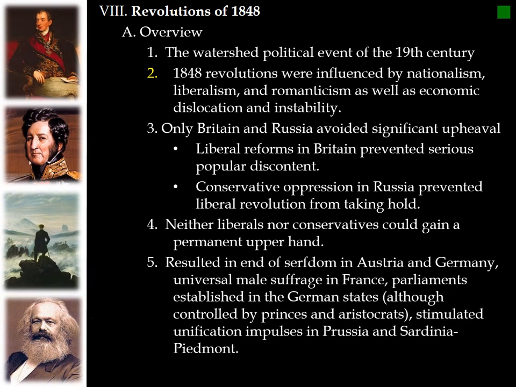This resulted, however, in the end of serfdom in Austria and Germany. Universal male suffrage will begin in France. Parliaments will be established in the German states, although they will be controlled by the princes and the aristocrats rather than the population. It also stimulated unification impulses in Prussia, which will become Germany, and Sardinia Piedmont in Italy, which will become, of course, the Kingdom of Italy.